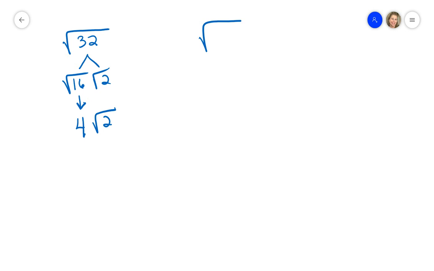Let's say I had the square root of x to the 7th. Now, if you remember even numbers, remember there's really a 2 right here. Any even number is divisible by 2.